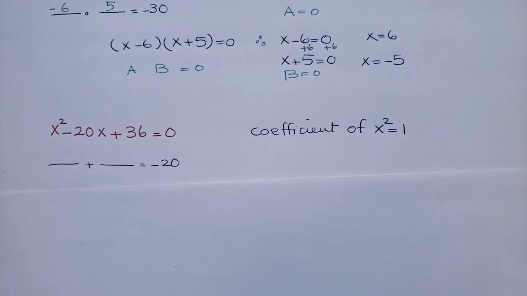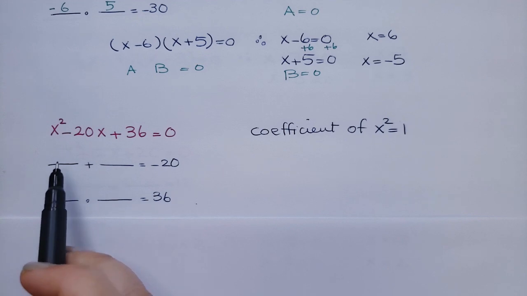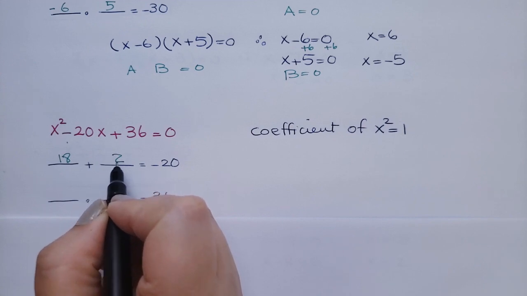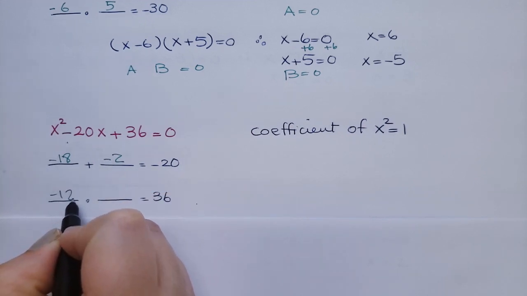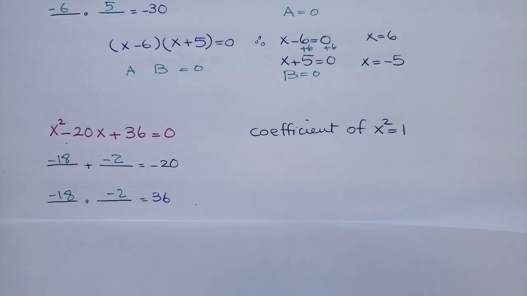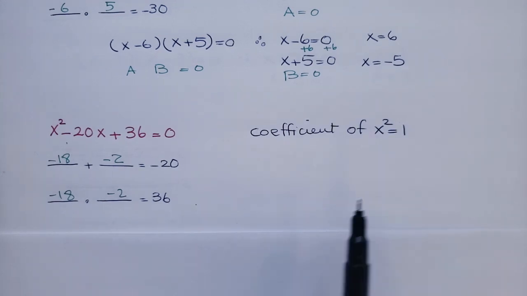Here we have x squared minus 20x plus 36. So we are looking for two numbers which, when we add them, we get negative 20, and if we multiply them, we get 36. So let's see. The two numbers added make negative 20, so I would say 18 and 2, both with a negative sign, because if they are multiplied, then the result would be a positive number. And before I forget, the coefficient of x squared is also 1, so I'm good to use this method.